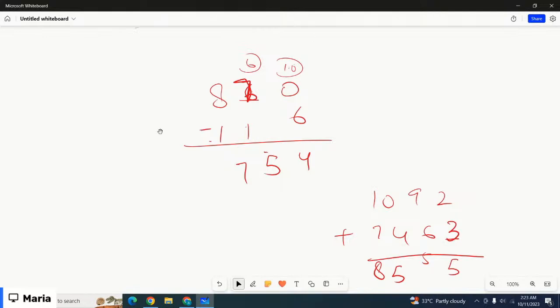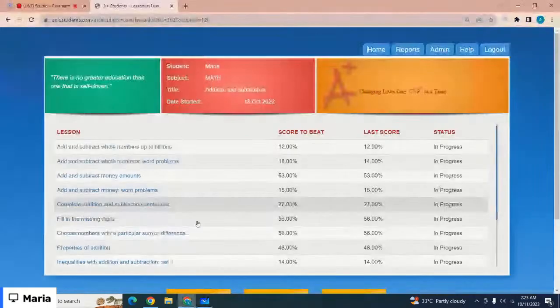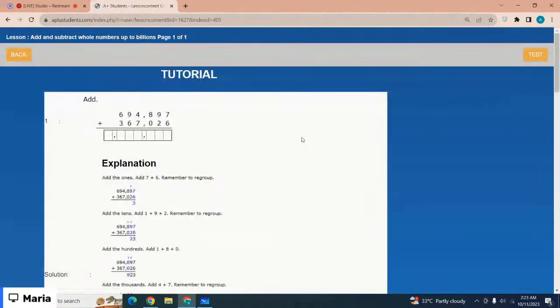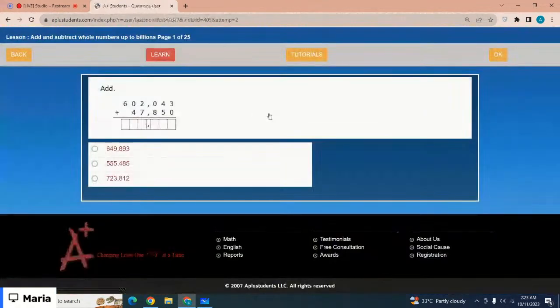Okay, let's just start with the practice questions for the lessons we have covered today. So start with the first one. Now you have to write down the answers in the chat box, right? Be quick, okay? Let's just start with the first one. Add and subtract numbers, whole numbers up to billions. Let's just start with the practice questions. Now I'm just waiting for the answers from your side, okay? It's your turn now.